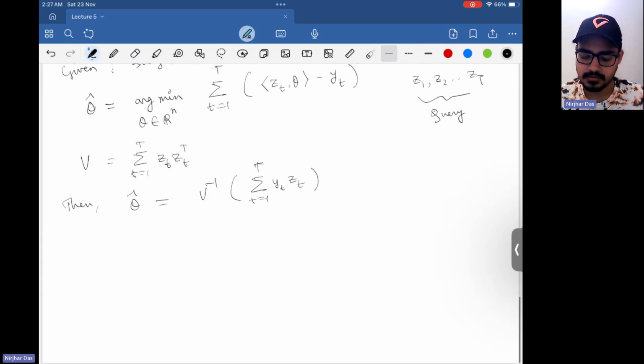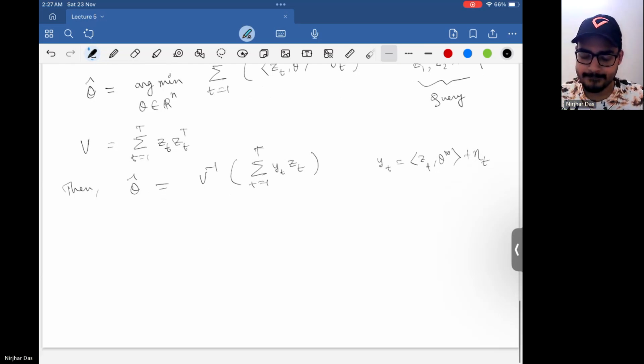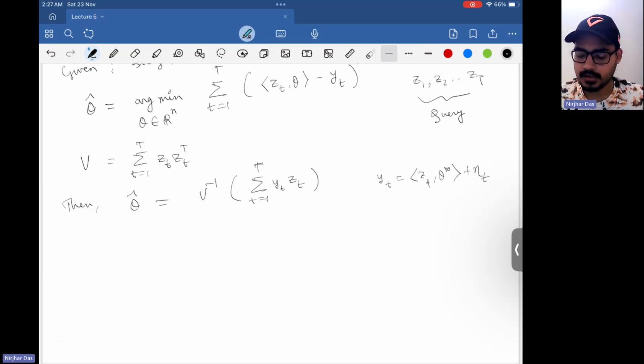And if we further use the fact that yt equals zt inner product theta star plus eta t, where I use eta t to denote the noise at the t-th point, and they are IID, so it's fine. If you substitute yt here and simplify further, what we end up getting is theta star plus V inverse times the summation over t equals 1 to T of eta t times zt.